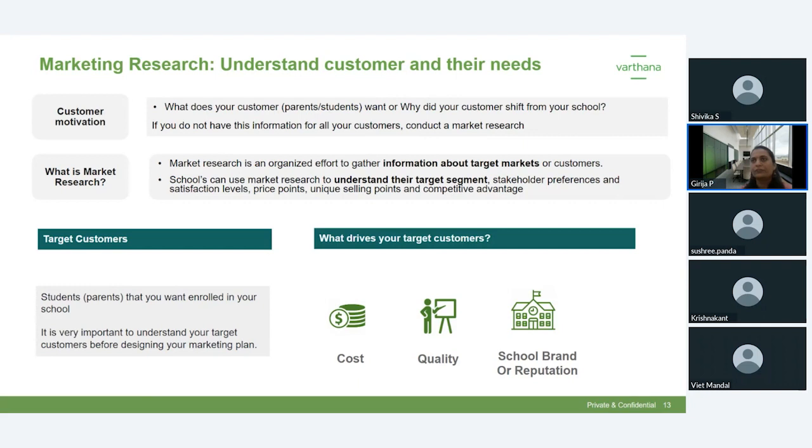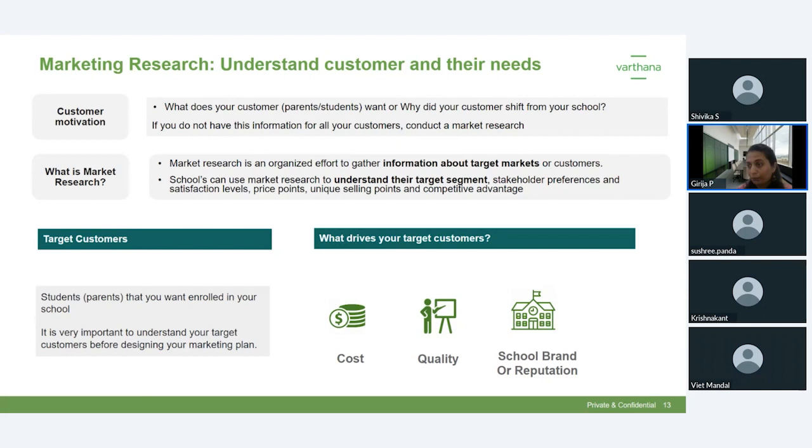So if our customers are from a lower income level, or parents from a rural background, maybe for them the motivation factor can be the cost. When they are looking at schools, they want to see how affordable the school is. For them, school reputation and brand don't matter. Maybe they will give a little preference to quality, but cost is the key. Based on that, they make the decision.